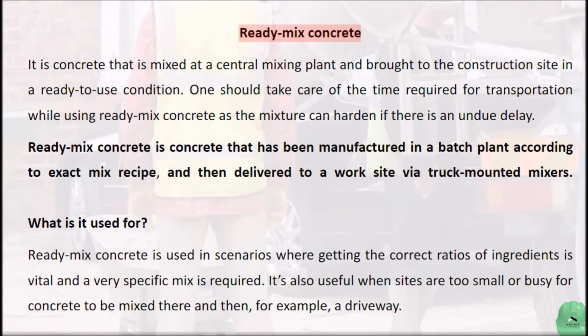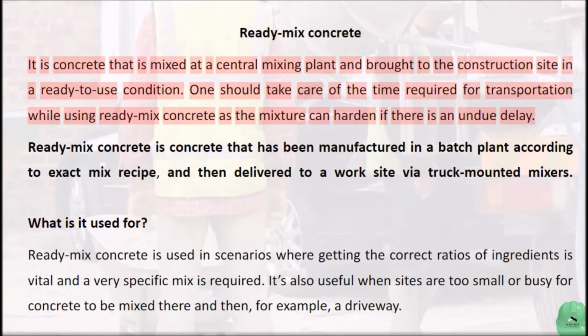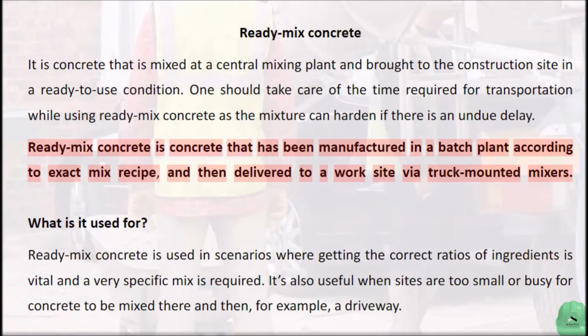Ready-mix concrete. It is concrete that is mixed at a central mixing plant and brought to the construction site in a ready-to-use condition. One should take care of the time required for transportation while using ready-mix concrete, as the mixture can harden if there is an undue delay. Ready-mix concrete is manufactured in a batch plant according to an exact mix recipe, and then delivered to a work site via truck-mounted mixers.